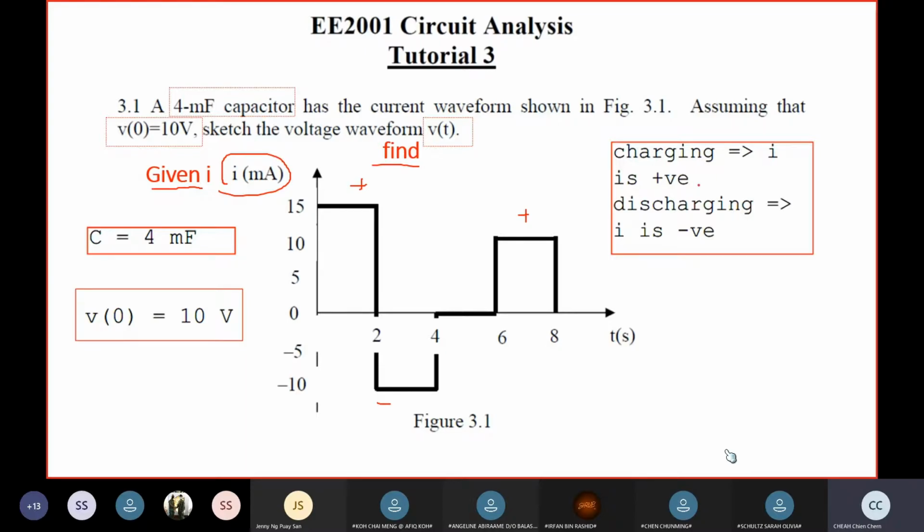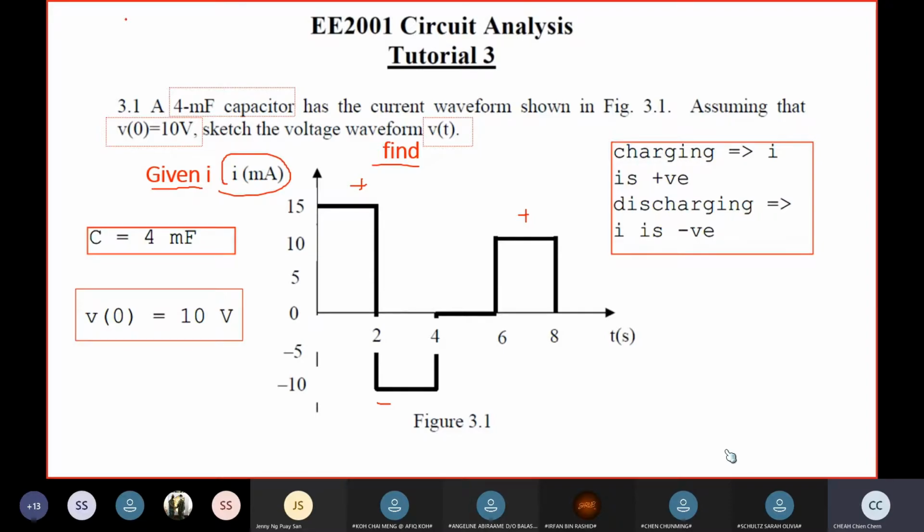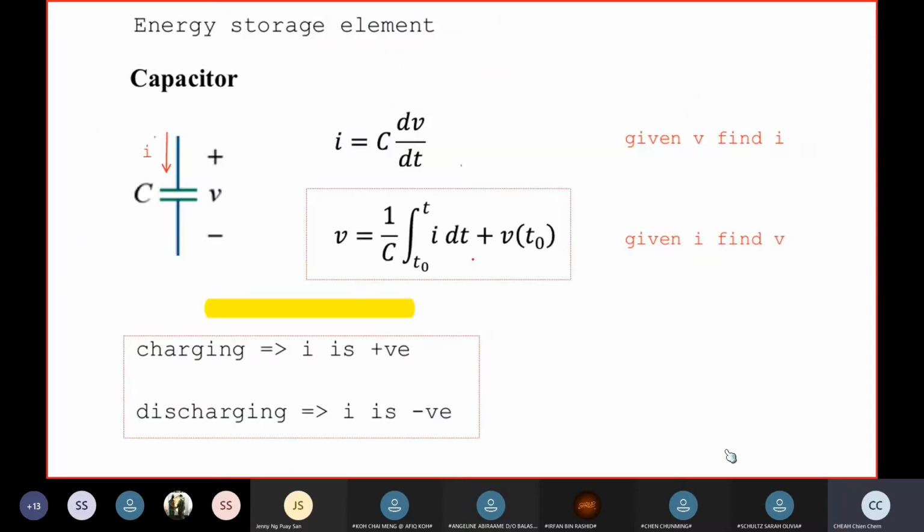When current is positive, it's charging up. This voltage is increasing. When current flows the other way around, it means that you switch it back to energy source, right? It is delivering energy. And in this question, we are given I, find voltage. You should use this equation, right? Given I, find voltage, which means that you need to do integration, and you need to know the initial voltage.